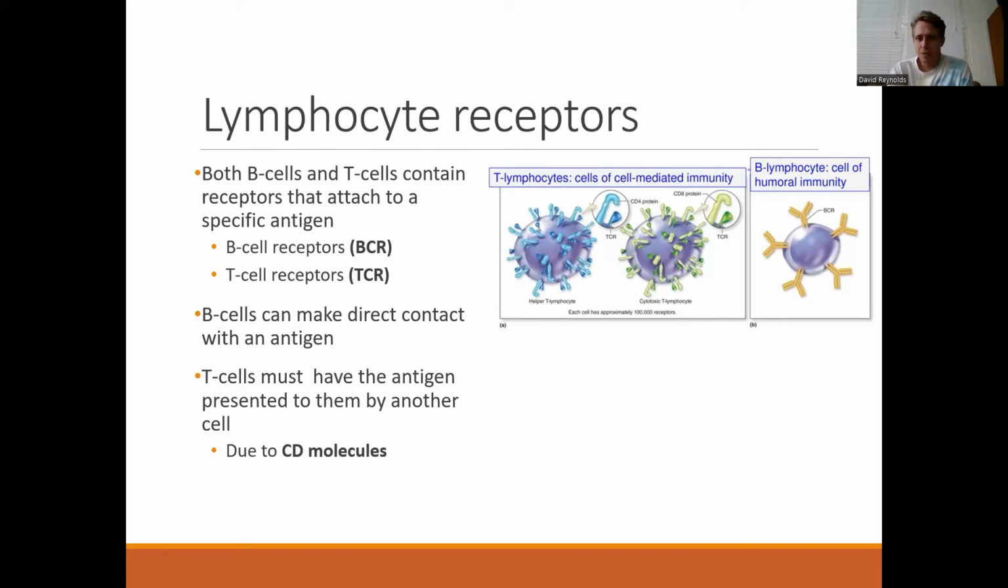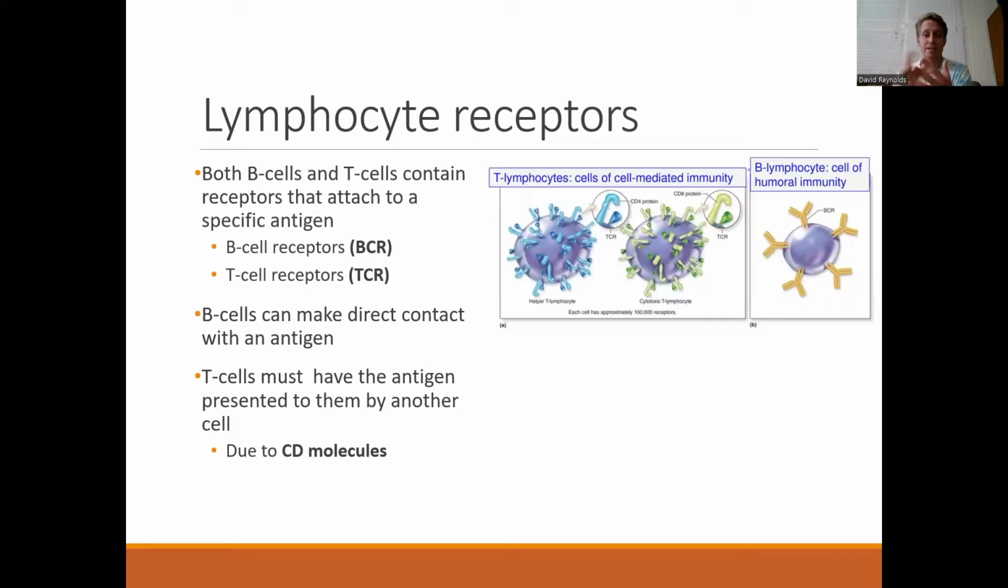And these are going to go and look for that antigen. Now, there's a difference between B cells and T cells, though. B cells can make direct contact with that antigen and then start priming. That's okay. T cells can't do that. T cells must have the antigen presented to them by another cell. So if it's just an antigen floating around, B cells can detect it and start doing something.